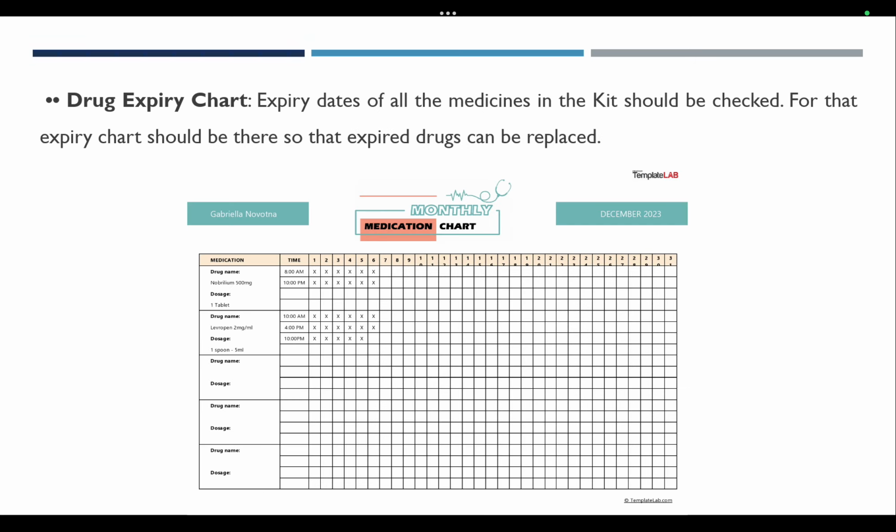And a very important thing is to have, in addition to this kit, the drug expiry chart checklist. So every month you have to check the expiry date for the emergency kit, especially the injections and the drugs and tablets. And expired drugs should be replaced.